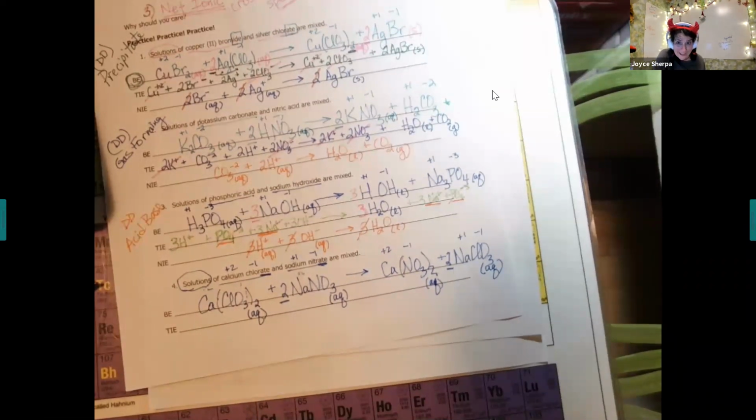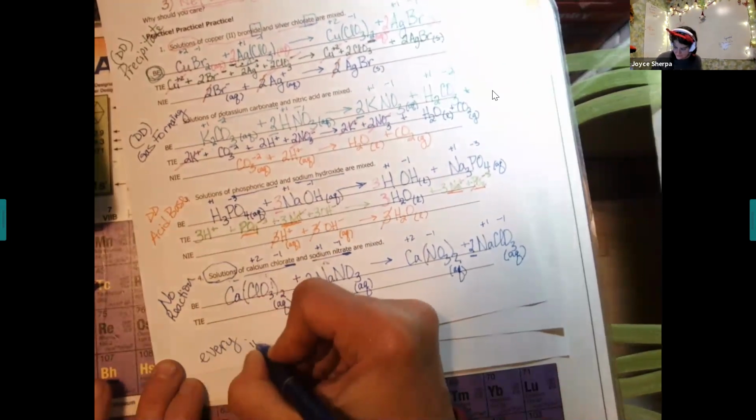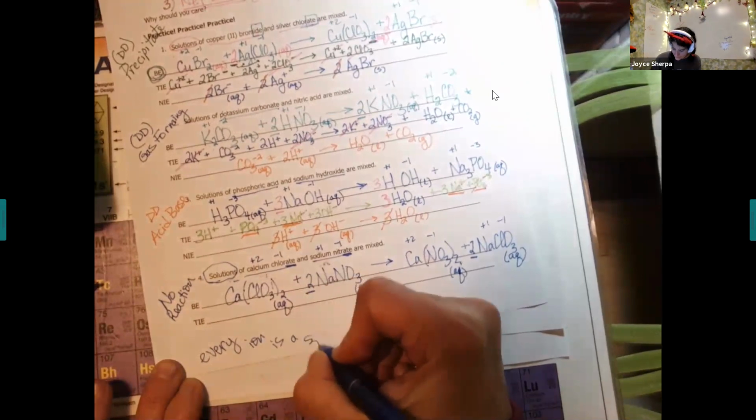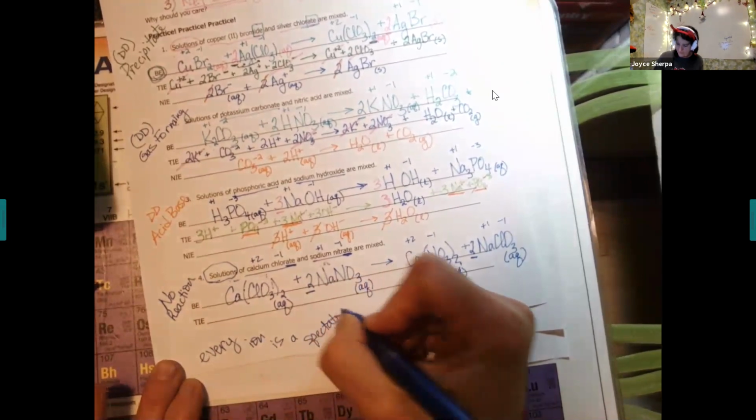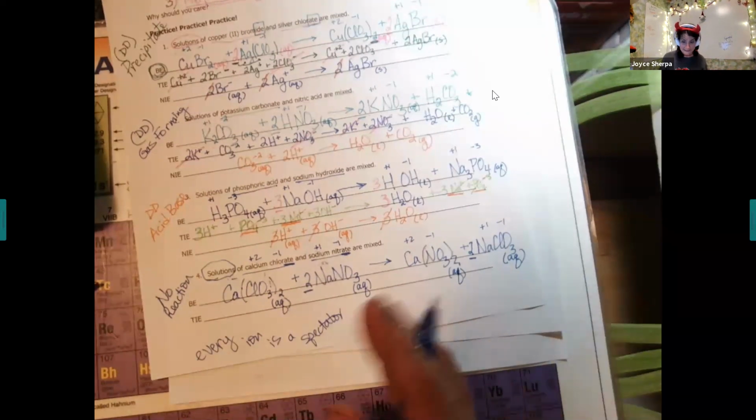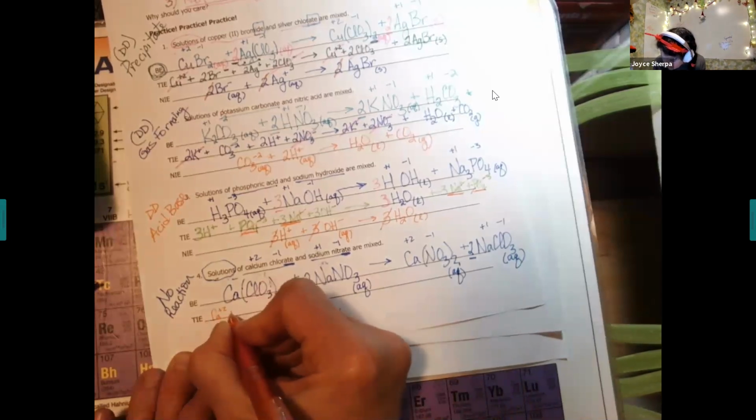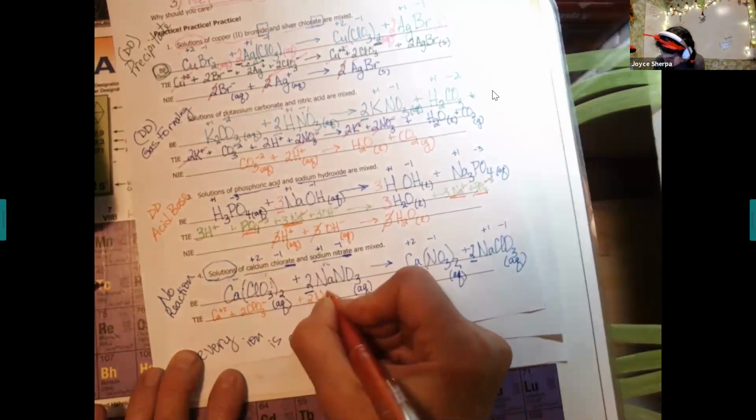So we're going to go ahead and write the tie out, but what happened here? Does anybody see what's going to happen? Nothing's going to react. There's no reaction. This is actually a no reaction. Everything is spectators. Every ion is a spectator. So we'd have all spectators on both sides. Just for completion, we'll write it. So we'd have our calcium ion, our 2 chlorates. We have our 2 sodiums and our 2 nitrates.